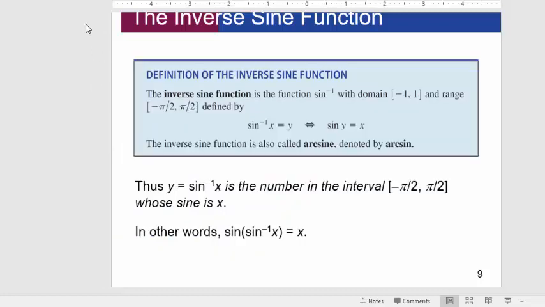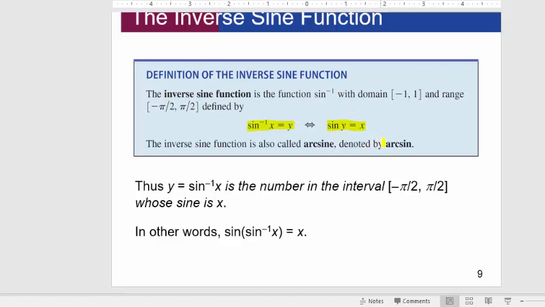So what they're telling you here is what I just stated, that the domain of that inverse sine function is negative 1 to 1, and the range is negative pi over 2 to positive pi over 2. And then they just give you this equivalence relationship. So y equals inverse sine of x is equivalent to sine of y equals x.